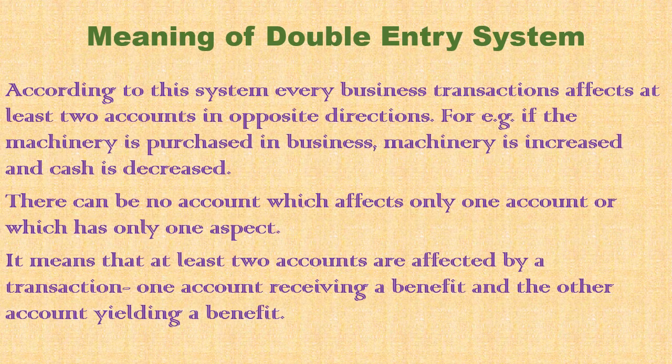Okay, now listen very carefully. Ram received cash from Shyam. Here Ram is the receiver, so we will debit Ram because he is getting the benefit, and Shyam is the giver, yielding the benefit, so Shyam will be credited. So here at least two accounts are affected, one receiving the benefit and the other giving the benefit.